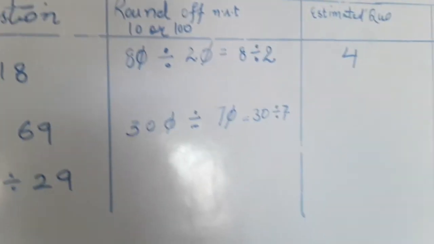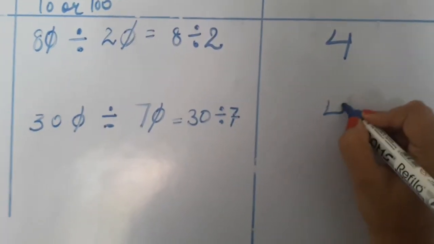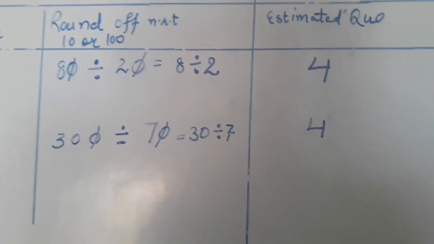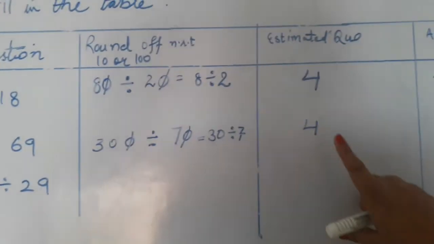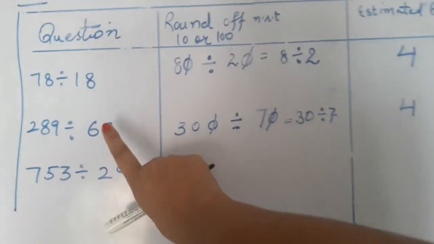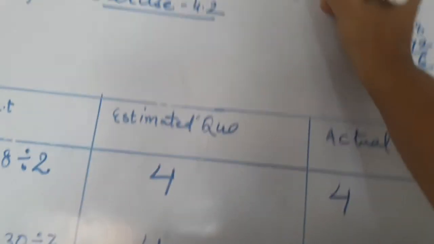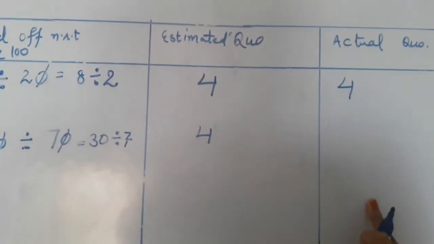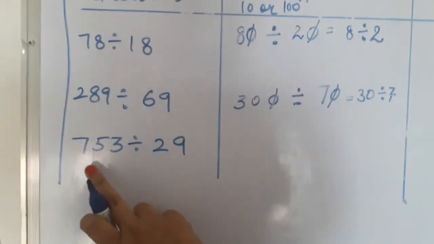Right? Now 30 divided by 7, what does it come to? 7 fours are 28. Right? Again, what is the estimated quotient? Estimated quotient becomes 4, and now you will do the division. 289 divided by 69. In the rough work you will check, this is your homework. In the rough work you will check what is the actual quotient. Okay. Now next, again I will solve it for you.